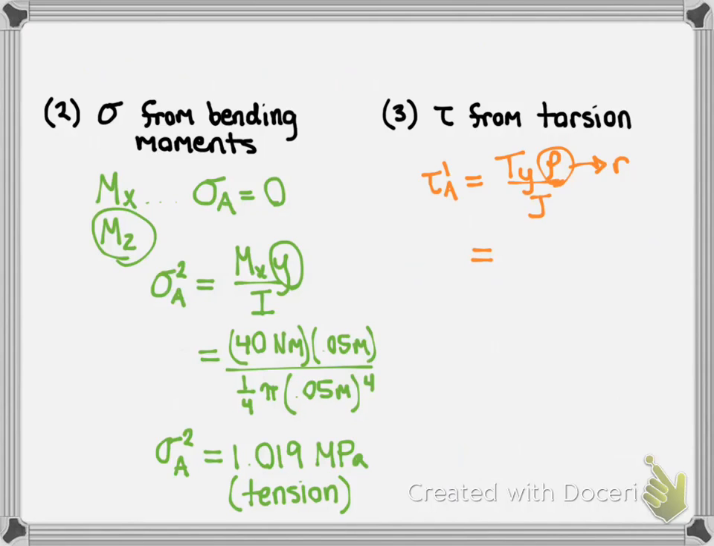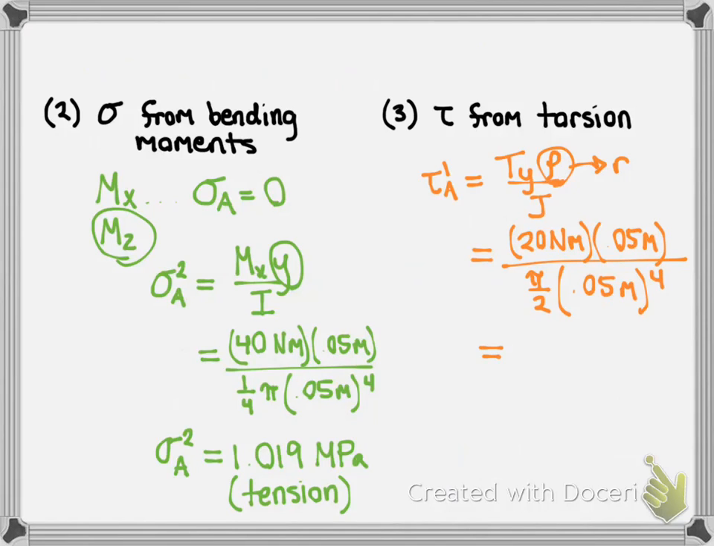We said that Ty was 20 Newton meters. Our radius is 0.05 meters. And our polar moment of inertia for a circle is pi halves r to the 4th. That gives us a final answer of the shear stress at point A due to torsion of 0.102 megapascals. And we also want to denote the direction. In this case, it's not tension or compression, it's simply what axis does it lie along. So in this case, it points along the negative z direction.